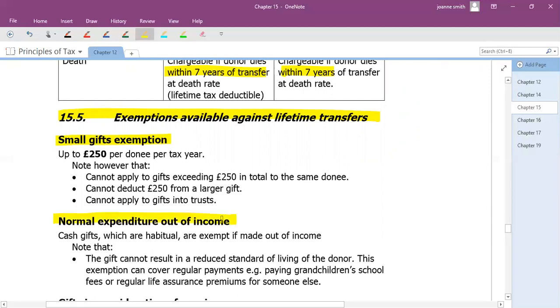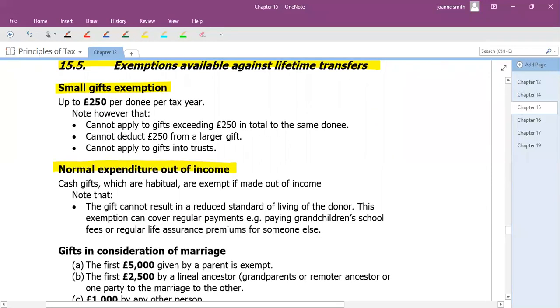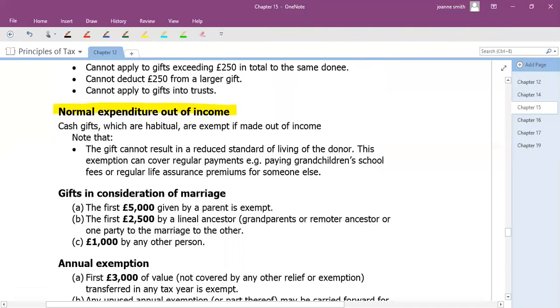Normal gifts out of expenditure, as expenses out of income, are allowable. So, you know, if you agree to pay for, say, your grandchildren's education, maybe you're giving them money for Christmas and birthdays, that's perfectly acceptable, because that would just be a normal transaction. There's no intent there to sort of give your estate away as such.